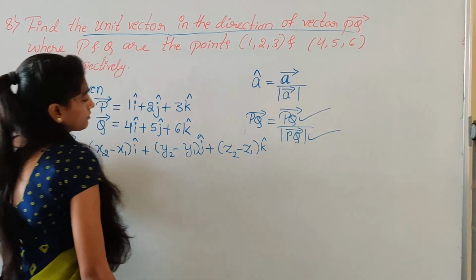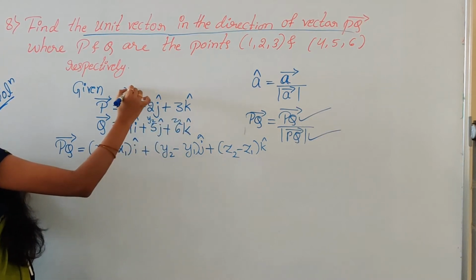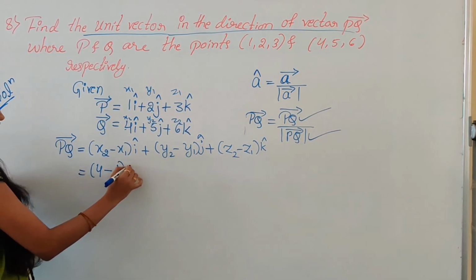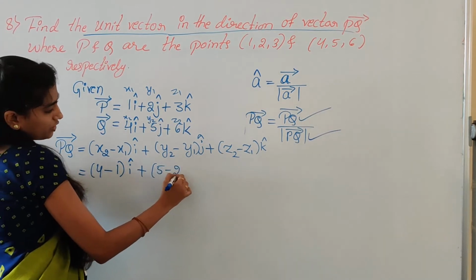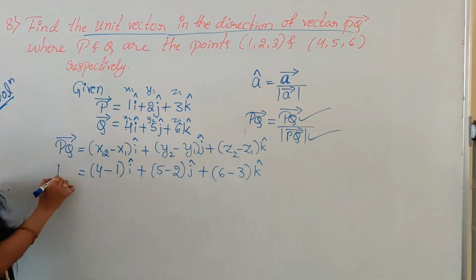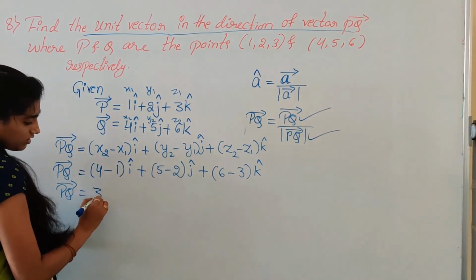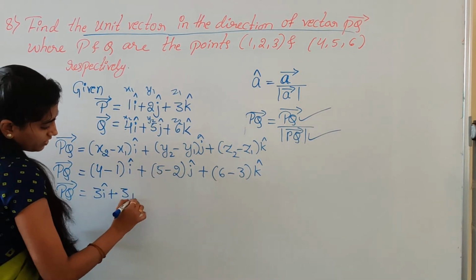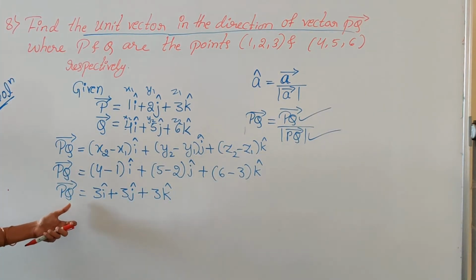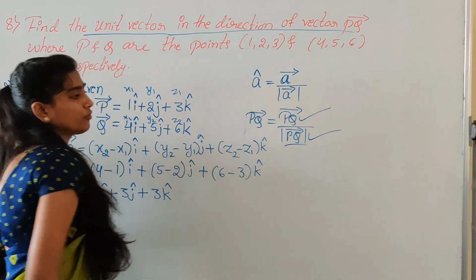Now substitute. This will be x2, y2, z2, and this one x1, y1, z1. Right, x2 value is 4 minus 1 i cap plus 5 minus 2 j cap plus 6 minus 3 k cap. So this is vector PQ. Vector PQ is equal to 4 minus 1 is 3 i cap plus 3 j cap plus 3 k cap. So this is vector PQ. Vector PQ is equal to 3 i cap plus 3 j cap plus 3 k cap. Now find out the magnitude of vector PQ.